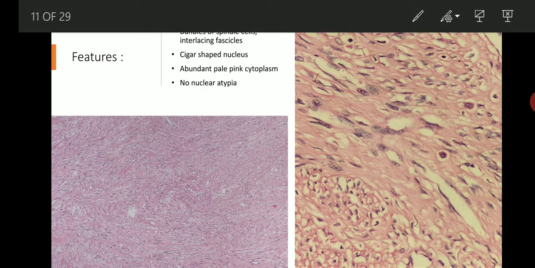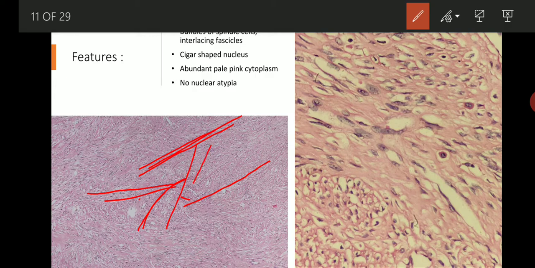If you look at the microscopy, you will see that these tumors are composed of fascicles or bundles of fibers. The bundles go like this. Some bundles are like this in this picture, some are going like this, like this. So they are usually interlacing fascicles or bundles of smooth muscle cells.